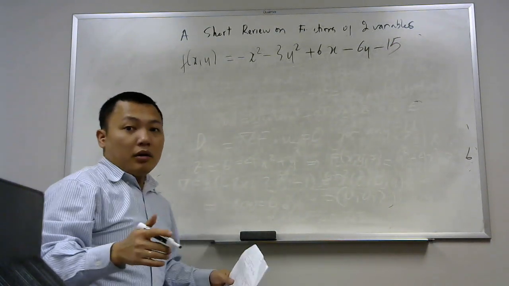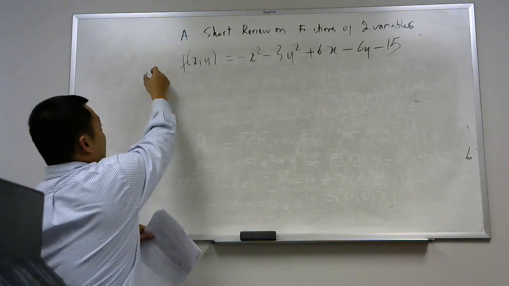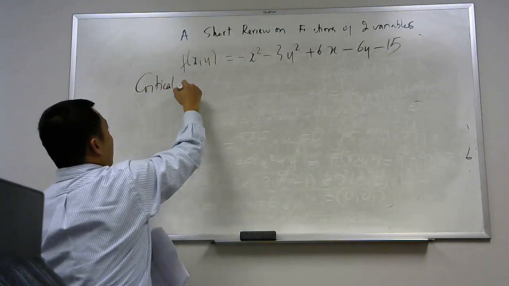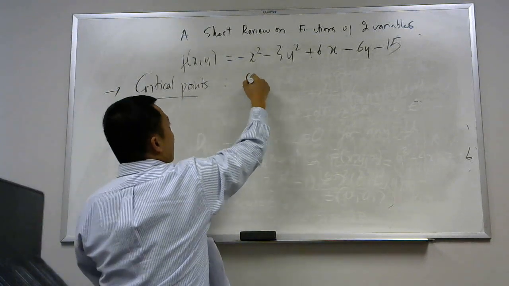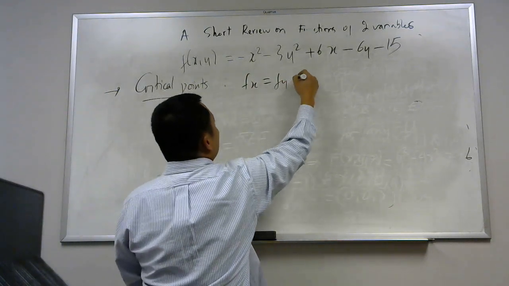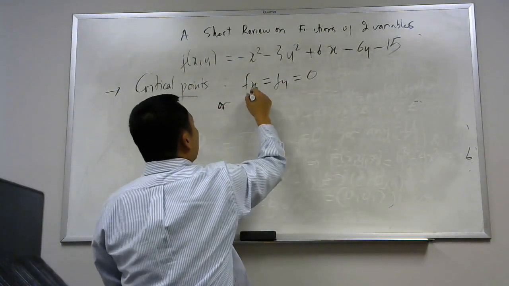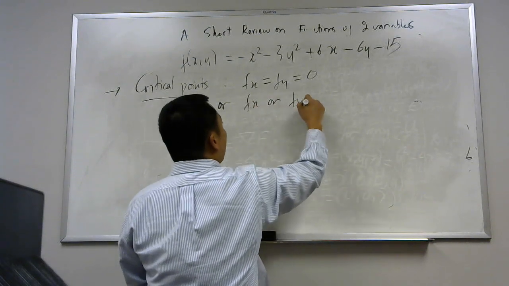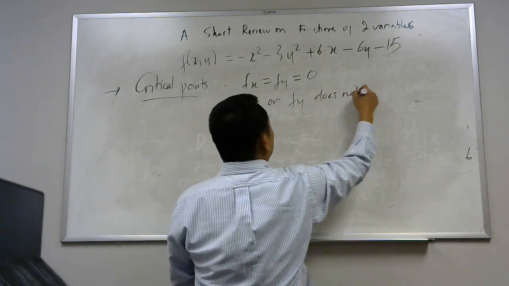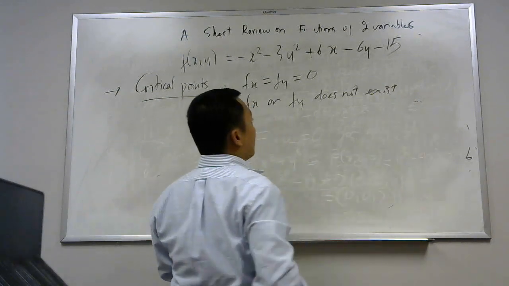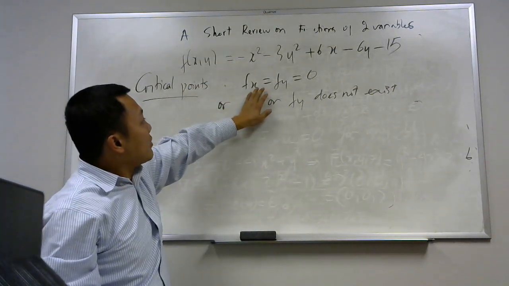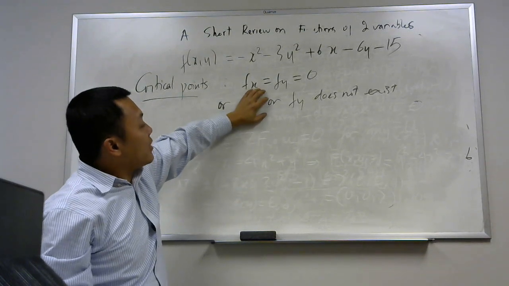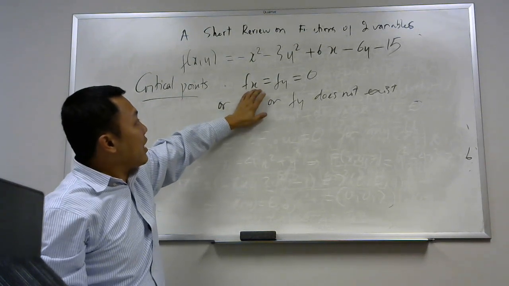First, we need to find all critical points. That is the first step. But what is that? That is fx equal to fy equal to 0, or fx or fy does not exist. That is a critical point. But this function is a polynomial, so we are good, right? So the second case could not happen. We have the first case only.